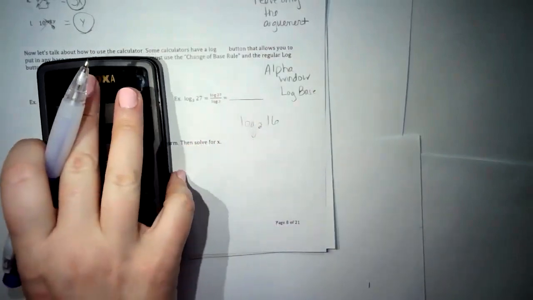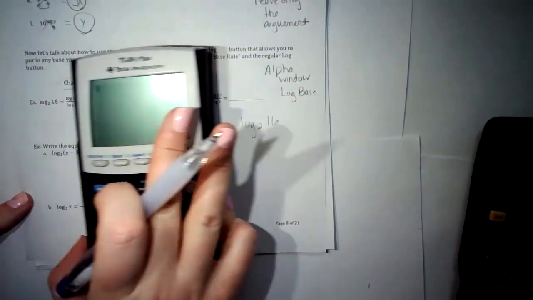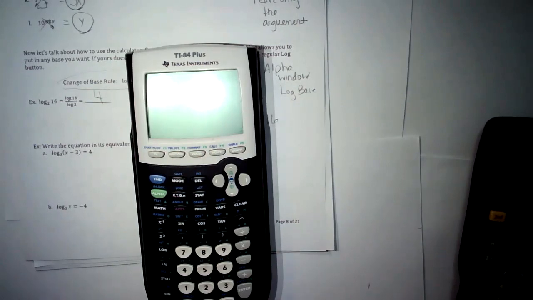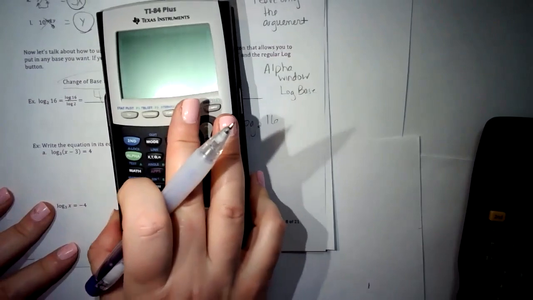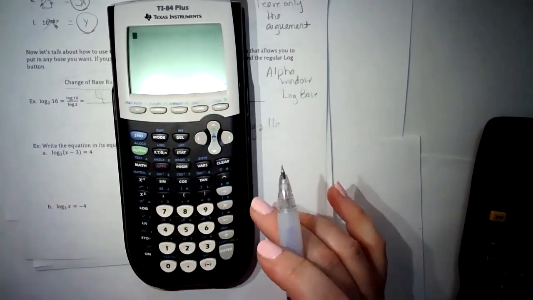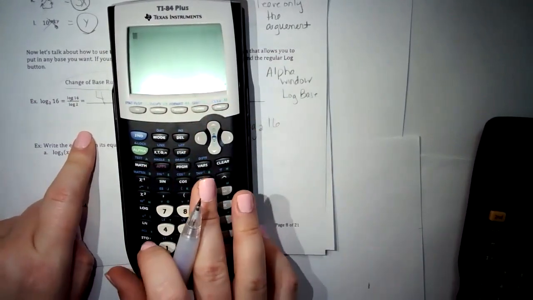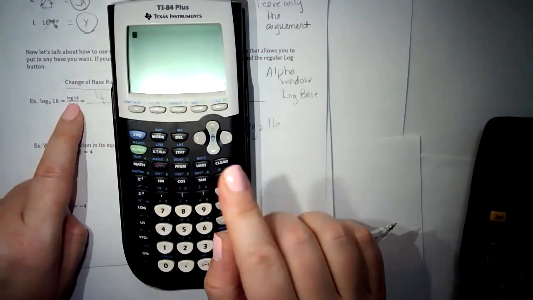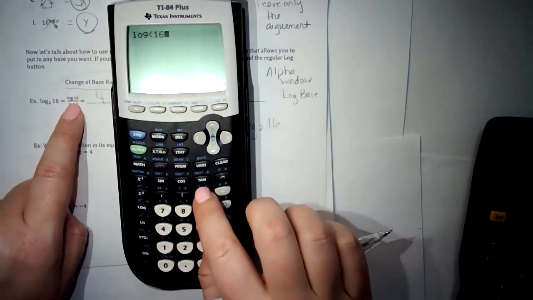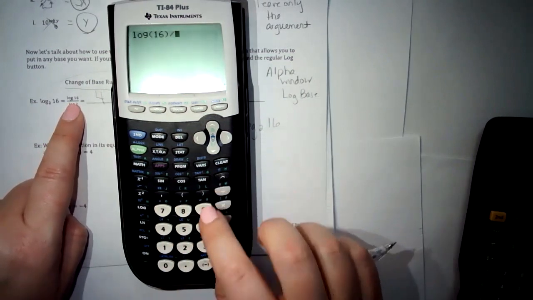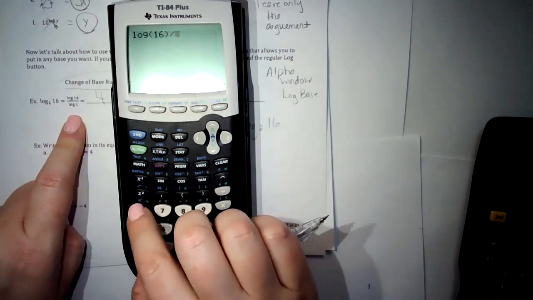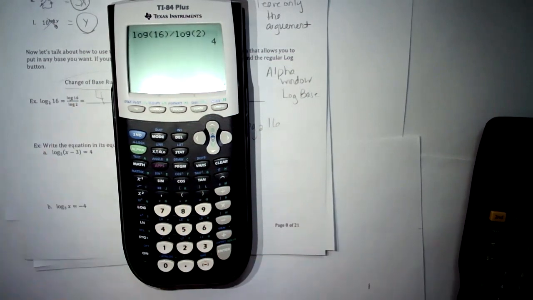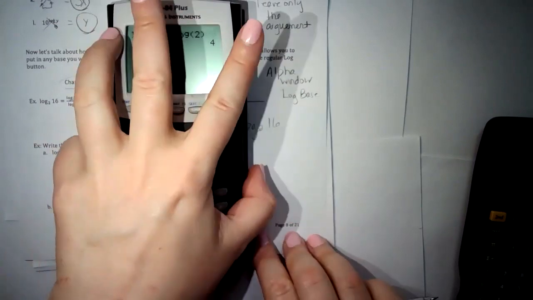Okay. All right, and that works, now let me do it on this one that doesn't have the fancy change of base thing. Okay, so here's how you would do it. You ready? So we're gonna do log of 16 divided by log of 2. And there's your 4. Okay, so log of the argument divided by log of the base.